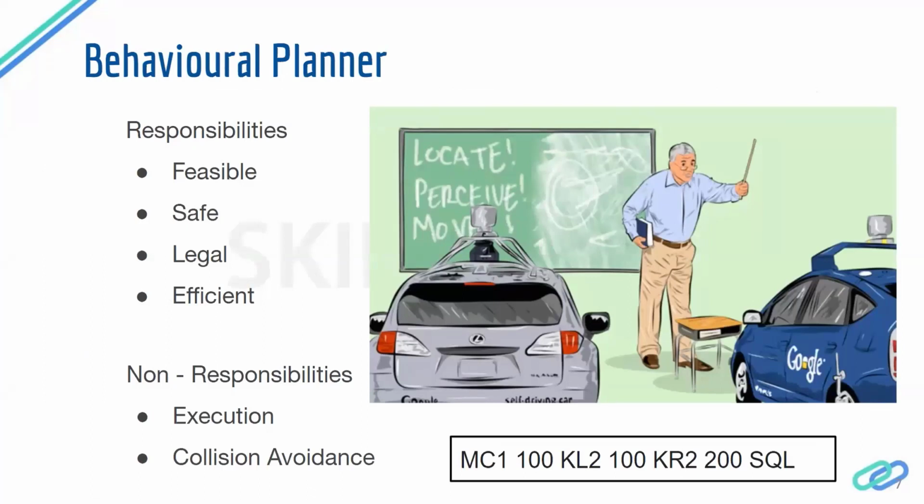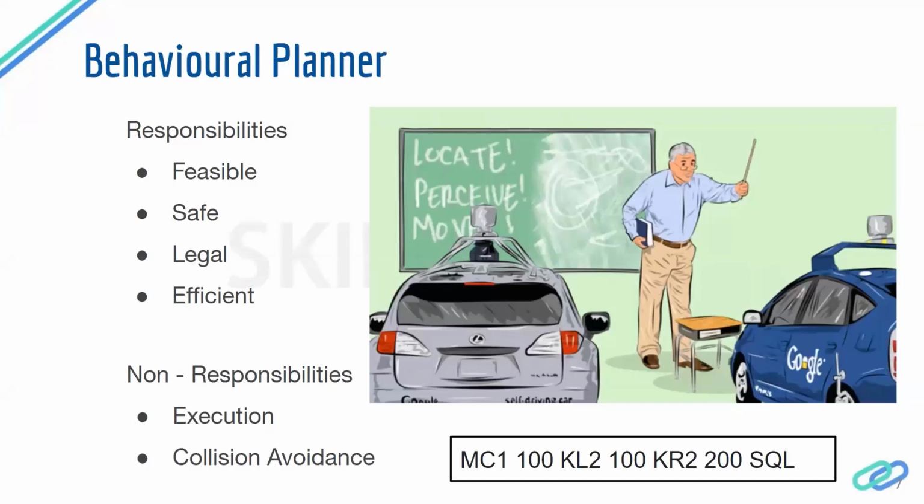And let's take a small analogy to understand the behavioral planner better. If you have ever seen rally racing, you have two people in the car. One is the person driving, and the other is a co-driver who is saying what sounds like gibberish, like MC1 100 KL2 100 KR2 200 SQL and so on. So what does it even mean?